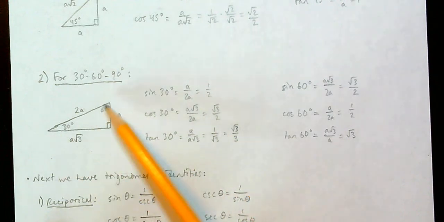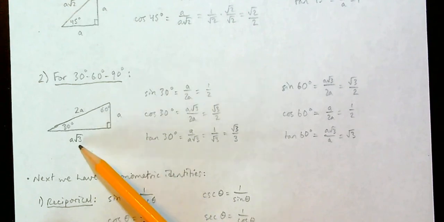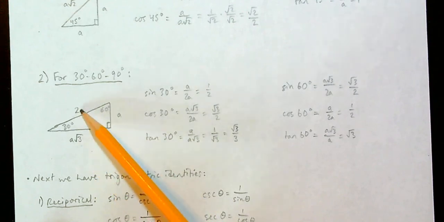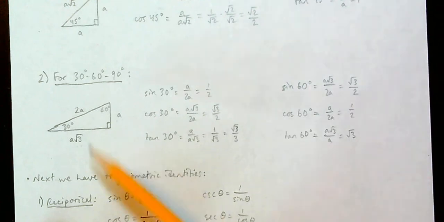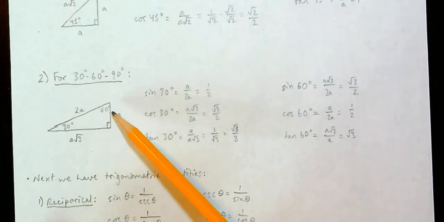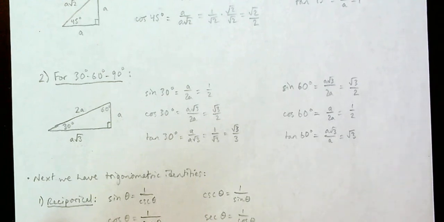Now for this 60 angle here. Sine of 60, now opposite over hypotenuse, gives us radical 3 over 2. Cosine of 60, adjacent over hypotenuse, A over 2A, or 1/2. And then tangent of 60, opposite over adjacent, the A's cancel out, and you're just left with the square root of 3. In a little bit, we're going to be touching on this more.